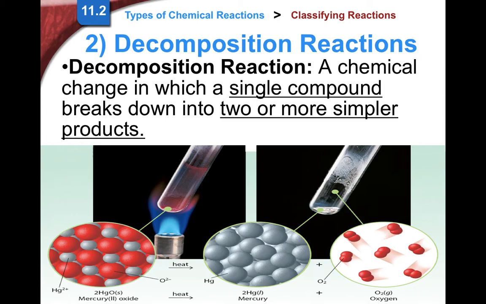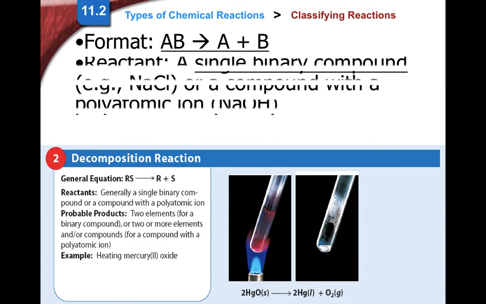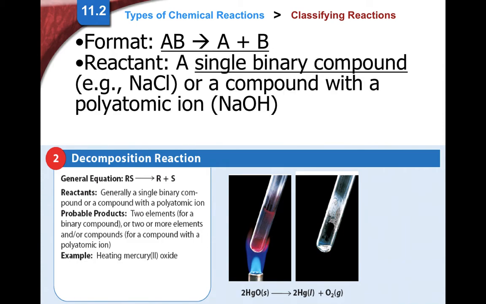Now, remember I told you in the synthesis reactions the 2 reactants are generally elements? Well, in this case, the 2 products are generally elements. Again, there are exceptions to that, but generally they turn into elements. So the general format is AB, which is a compound, breaks apart into A and B, which are generally 2 elements. So a single binary compound.